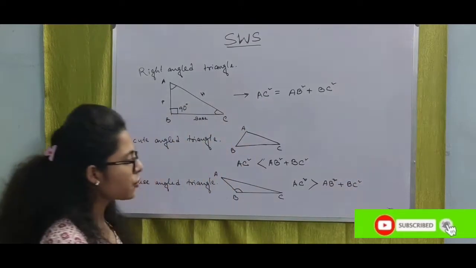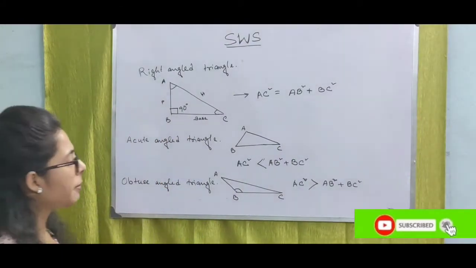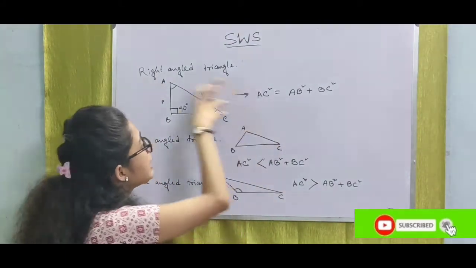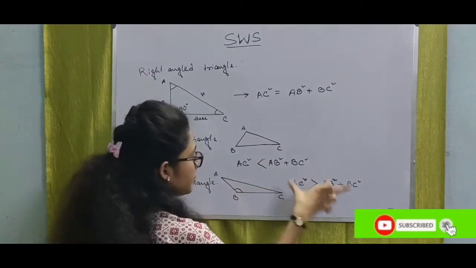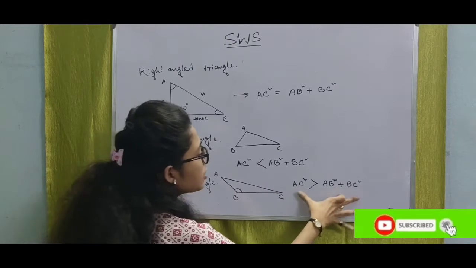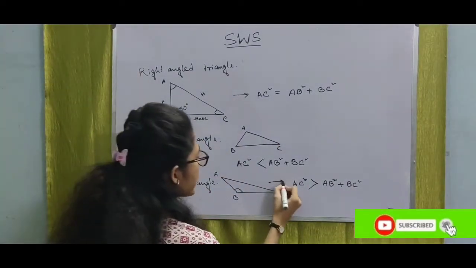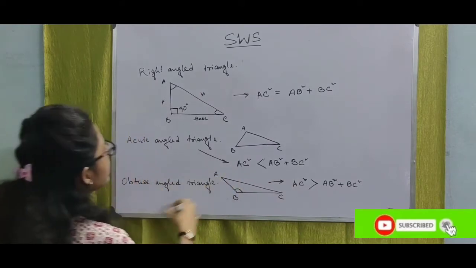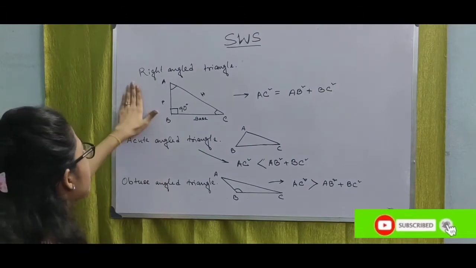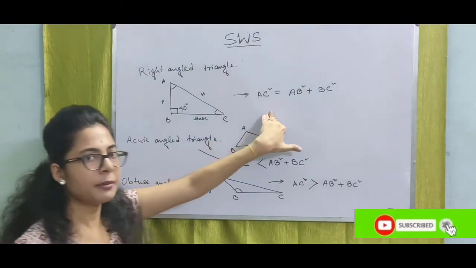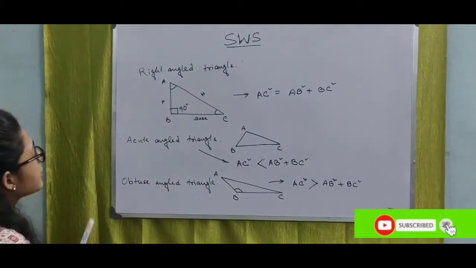These formulas are the relationship between the three sides of these triangles. This is for the obtuse angle, this is for the acute angle, and this is for the right angle. Only for a right angle triangle, Pythagoras theorem is applied.